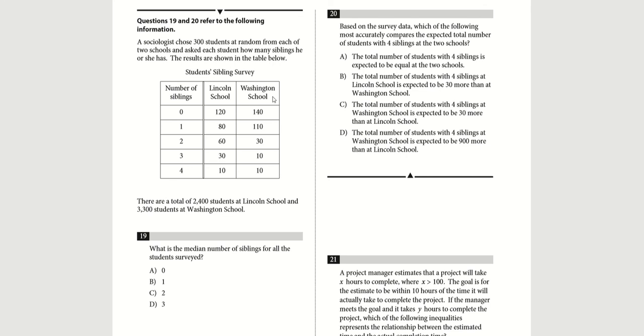So what does that mean? That means Washington School is expected to have 30 more than Lincoln School, which again makes sense since they have a larger population while the proportions are the same. So B is out. The answer is going to be C. The total number of students with 4 siblings at Washington School is expected to be 30 more than at Lincoln School.